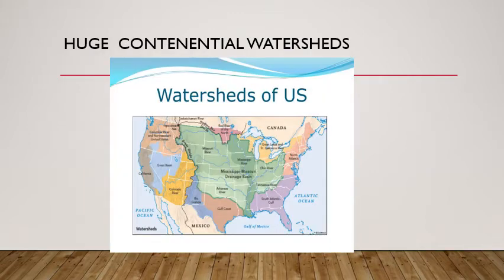There are great, huge watersheds on the continental United States. The most well known is the Mississippi River watershed. Huge. So when there's a huge rainstorm here, it might take several days to make the flood down in Louisiana.